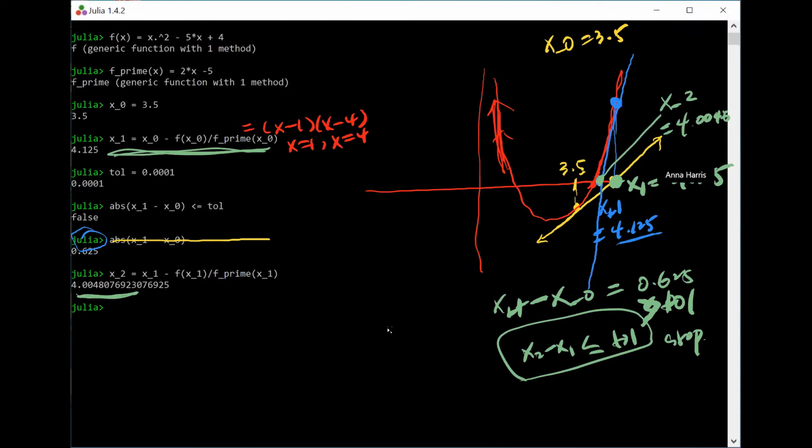X naught is a real number. X1 is a real number. X2 is a real number. That's all you can compute. You're really computing because number minus number is a number. Yes, it's a real number.